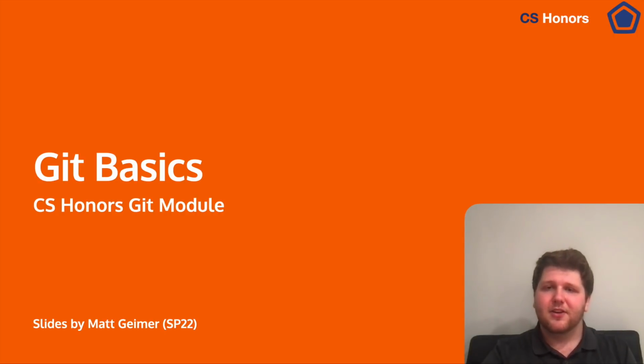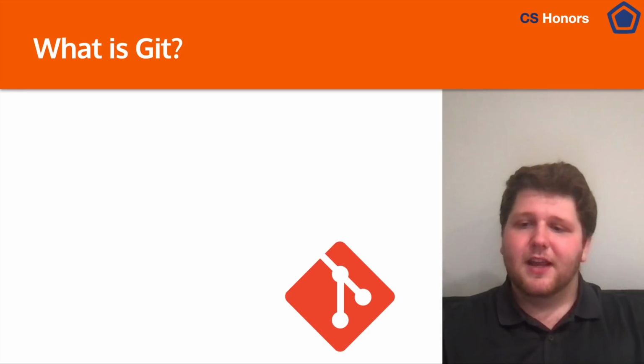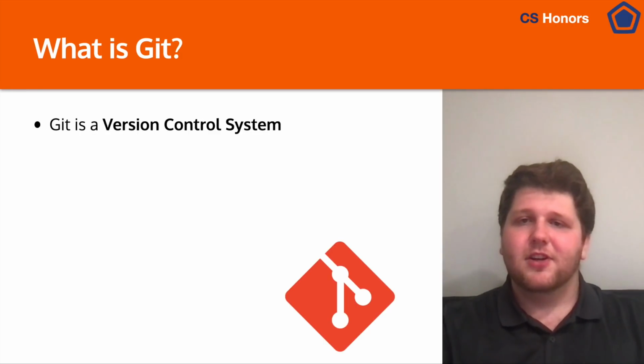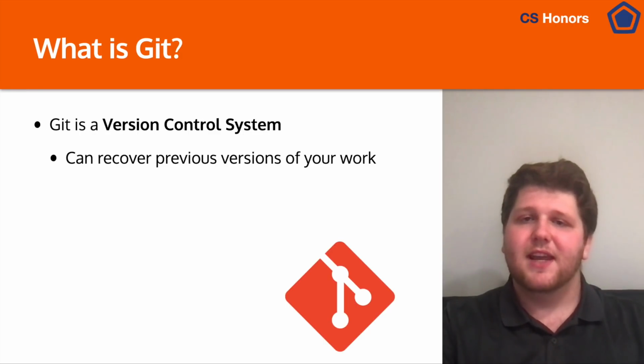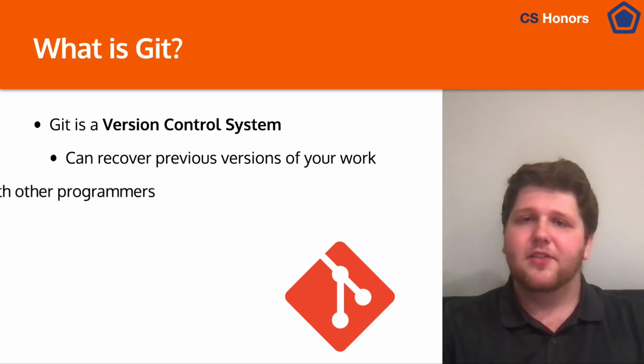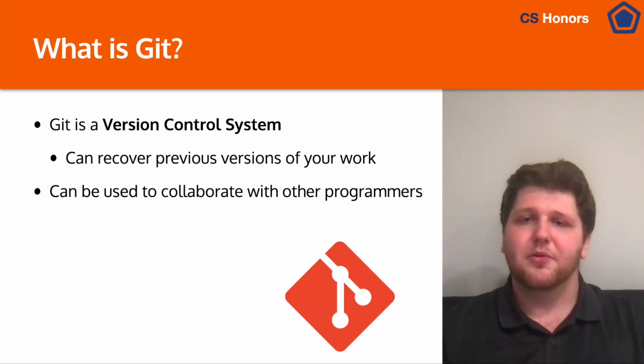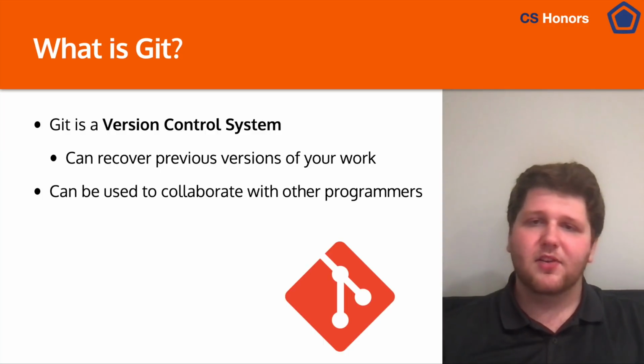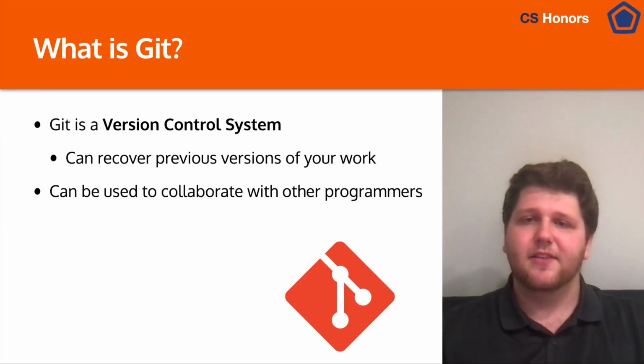So let's get started. What is Git? As I mentioned before, Git is a version control system, which is a fancy way of saying that it allows you to recover previous versions of your work as well as to work with other software developers. That's really nice because it allows you to collaborate with anywhere from one other person to 100 other people really easily. It's a very great scalable solution.